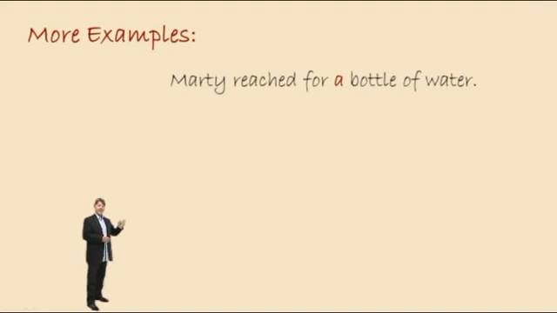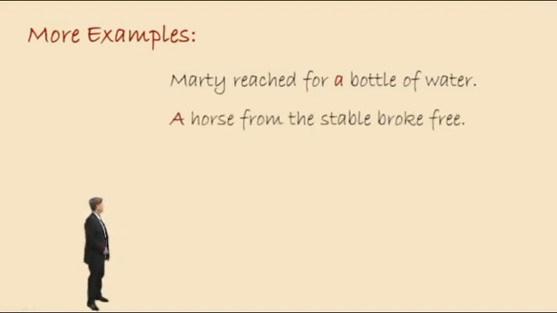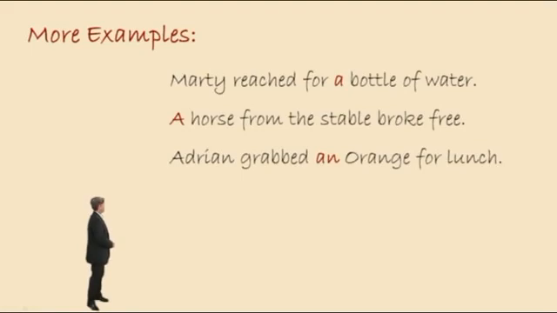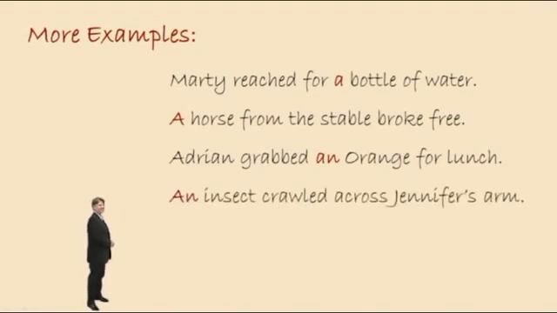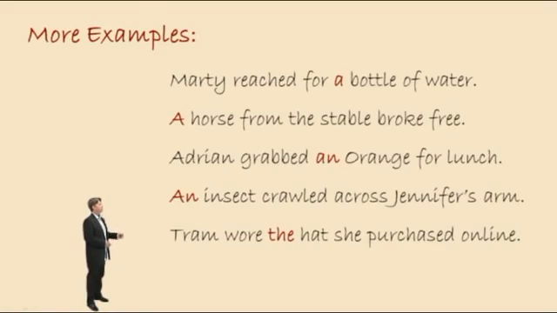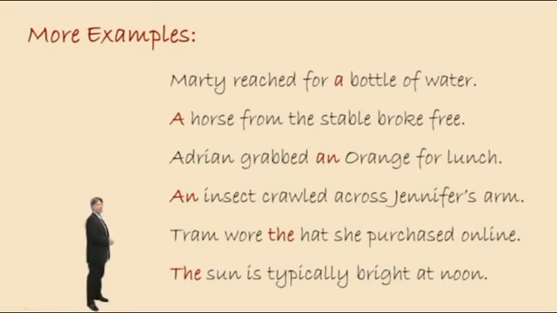Marty reached for a bottle of water. Easy enough. A horse from the stall broke free. Adrian grabbed an orange for lunch. Notice the vowel sound there. An orange for lunch. An insect, there's that vowel again. An insect crawled across Jennifer's arm, right? Next one, Tram wore the hat she purchased online. And the sun is typically bright at noon.